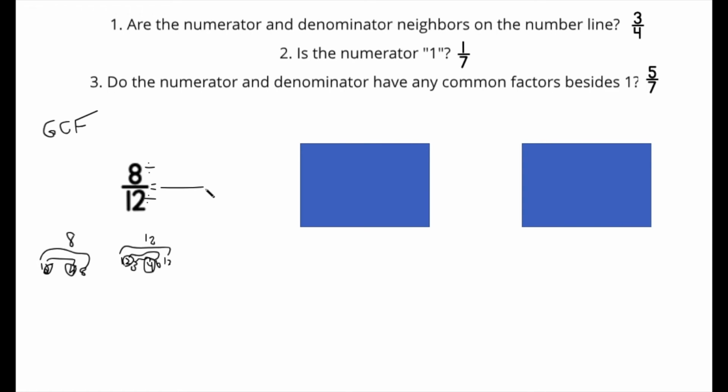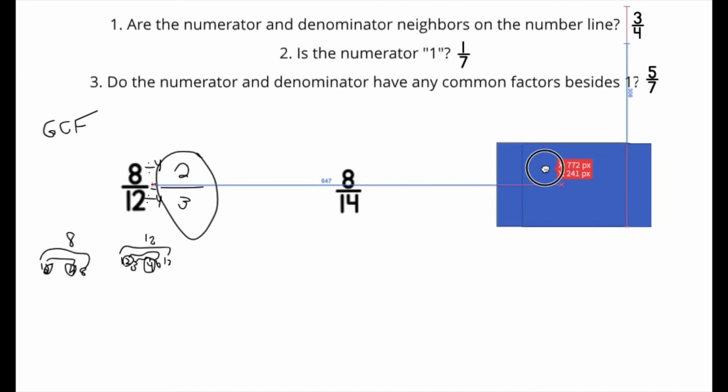So let's go ahead and look. We have 8 divided by 4 and 12 divided by 4. So 8 divided by 4 equals 2, and 12 divided by 4 equals 3. So putting this into simplest terms, our answer is 2/3. Now we can see they're neighbors on the number line, so they are simplified. We're going to do just one more as an example.